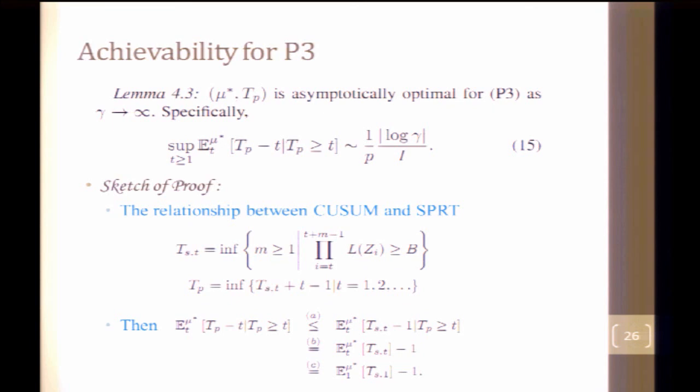Remember, in the third problem formulation, we want to minimize the average worst case detection delay. Okay. So again, what we can do is use the relationship between QSUM and SPRT. Then once we go back to SPRT, the problem will be easier. Then we were able to compute this lower bound and upper bound, and we show that they match. Okay. So after doing this kind of boundary model, we have a good idea about what's going on, what kind of step we should use.